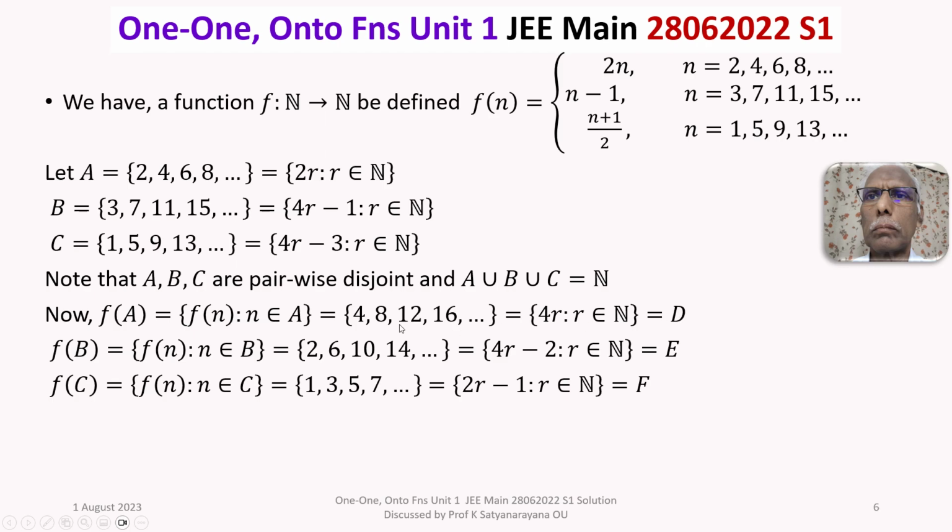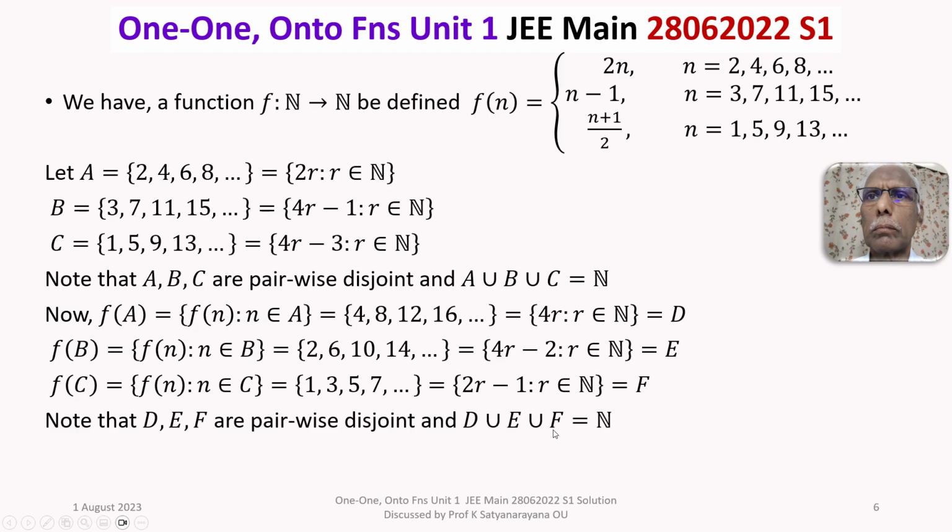What do we notice? D intersection E is empty. D intersection F is empty. They are pairwise disjoint. D, E, F are pairwise disjoint, and when you take the union of all these three sets, it will be the whole of the set of natural numbers. So note that D, E, F are pairwise disjoint and D union E union F is N.